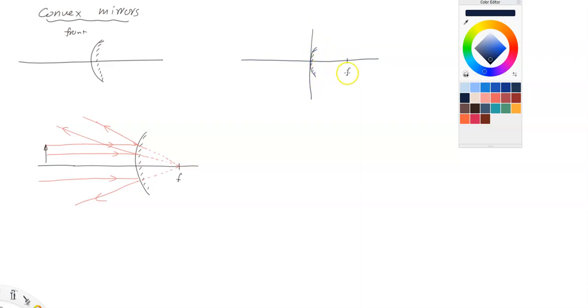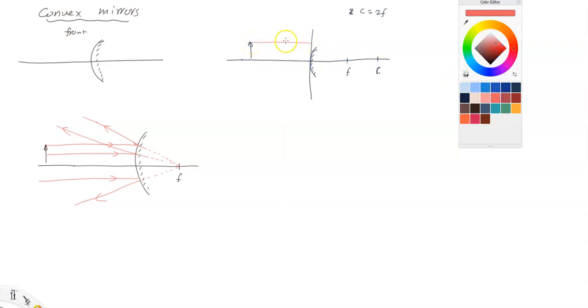We mark F over here, and we can mark C over here. The same thing, C is 2 times F, it's still the same. Okay, so we place an object, let's say a couple of centimeters in front of it. Now let's see what happens to the parallel light.